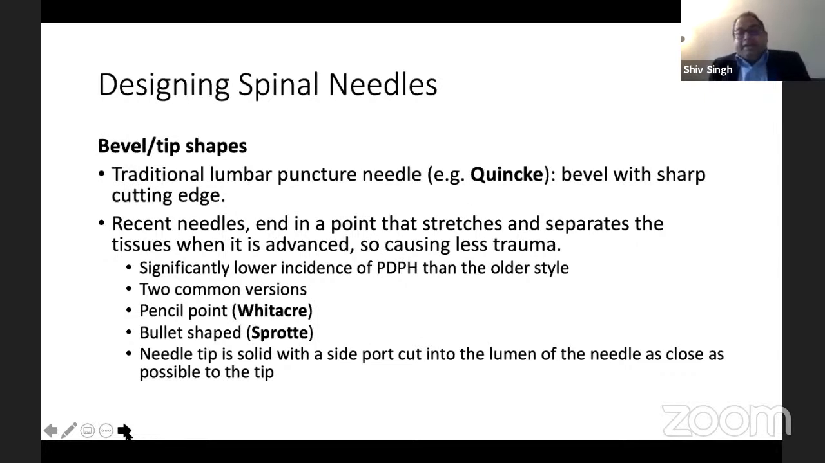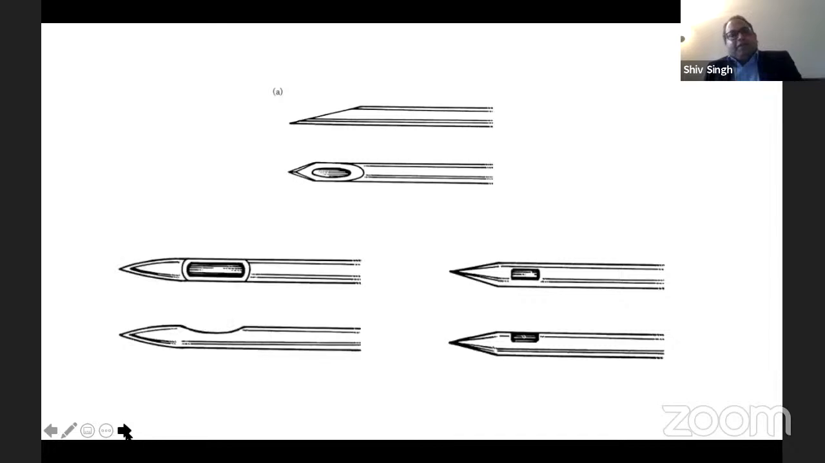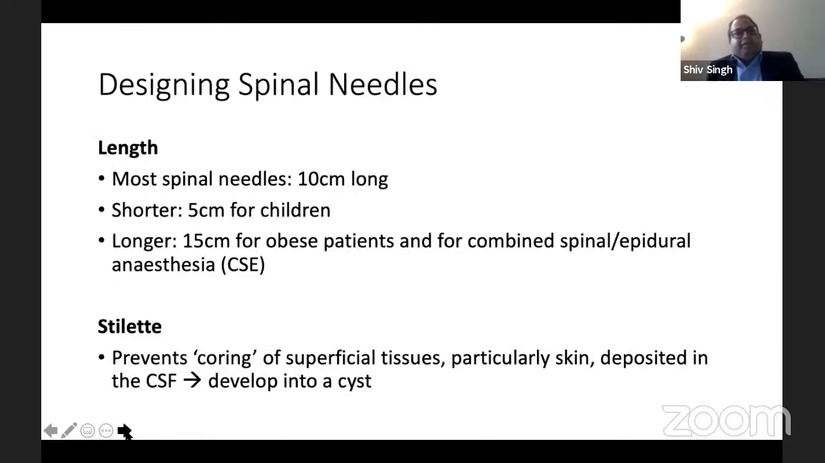Next comes the bevel or the tip. Traditionally, it was a sharp bevel, just like your hypodermic needle. That is a Quincke needle. But the recent needles have an end point that is either pencil point or bullet point, based on the reasoning that these tips separate the dural fibers rather than cutting through them. Because the tip is pencil point or bullet point, the hole has to be on the side. Here you can see the Quincke needle, and the pencil point and bullet point needles, with the holes on the side.